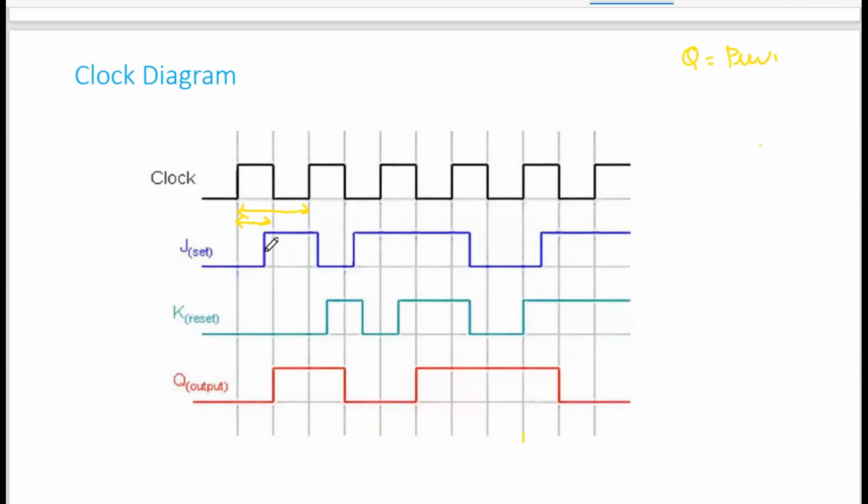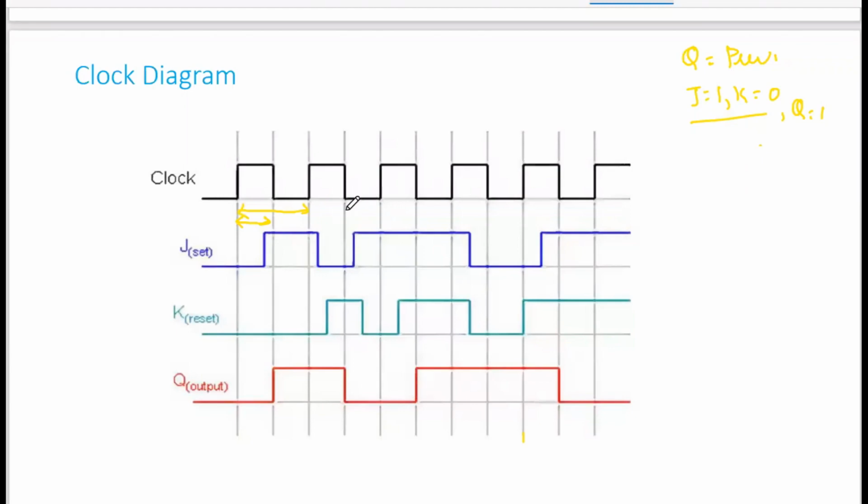Now clock is high, in between your J becomes 1. When J becomes 1 and K is equal to 0, your output is going to be 1. So you can see output is going to be 1. Now clock is low and system is off. So in between if there is a change, that will not be reflected. Now coming here, again clock is high and J becomes 0 and K becomes 1. So immediately that output will be reflected here.